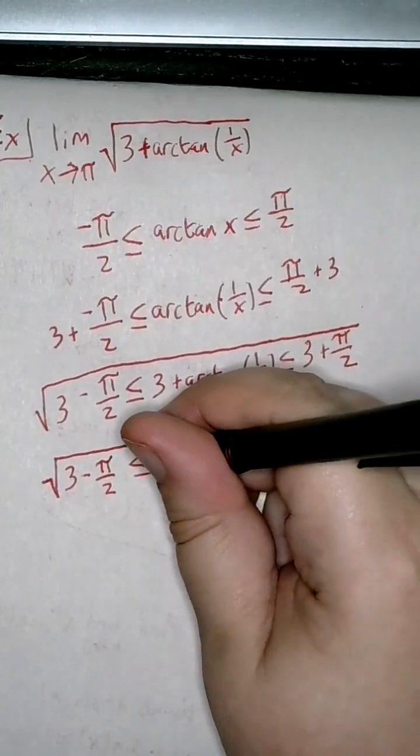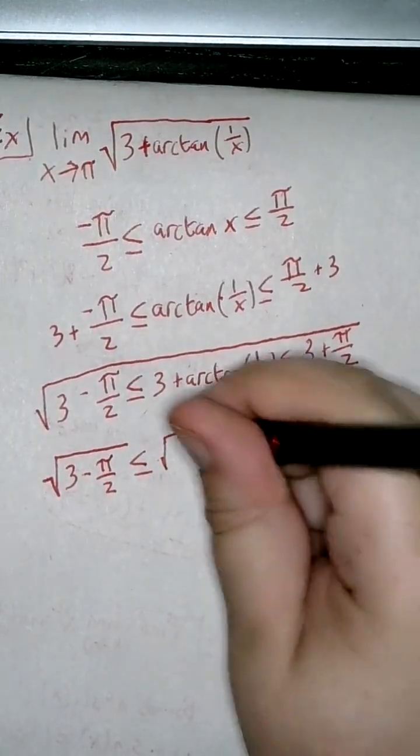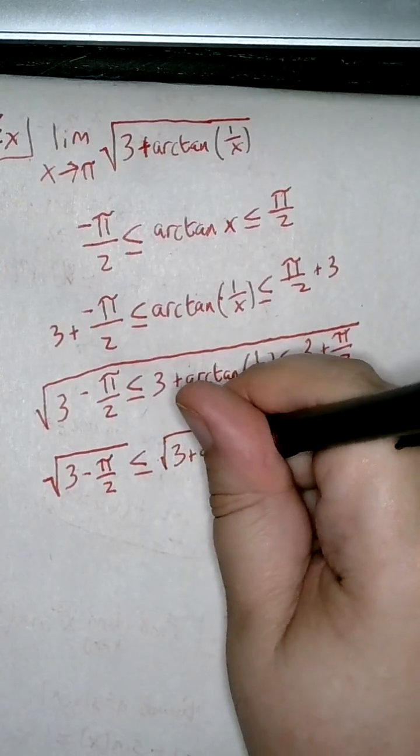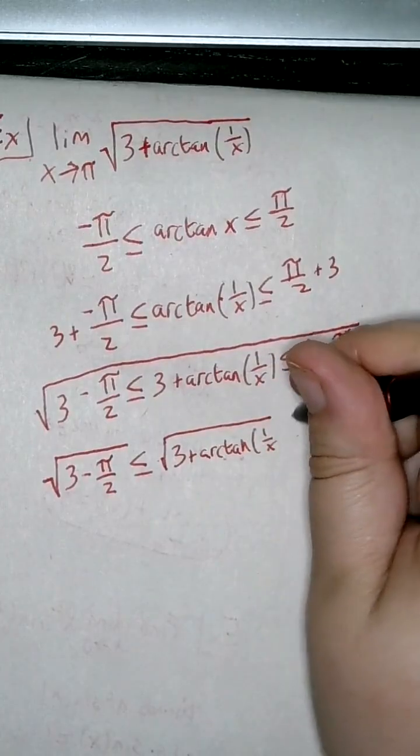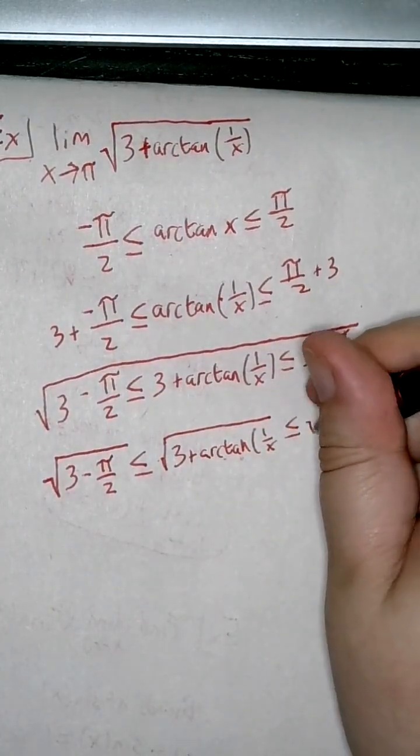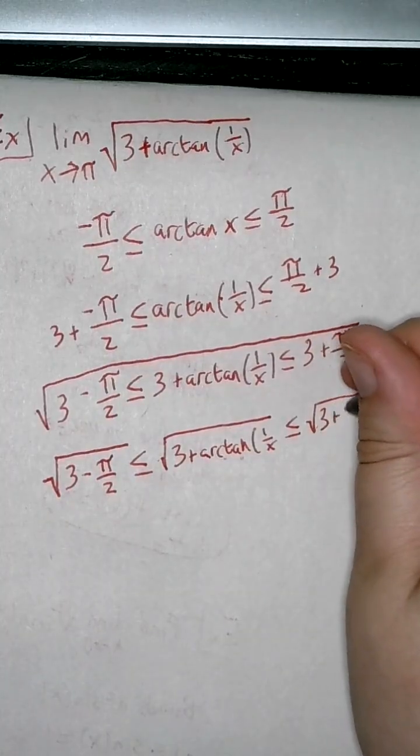3 plus arctan of 1 over x is less than or equal to the square root of 3 plus pi over 2.